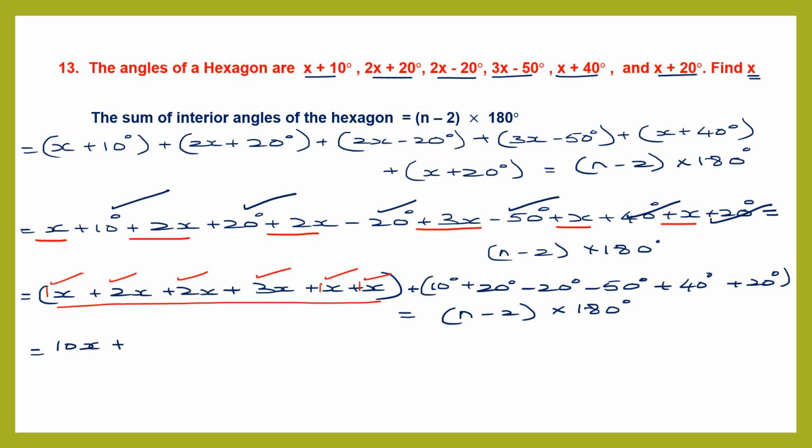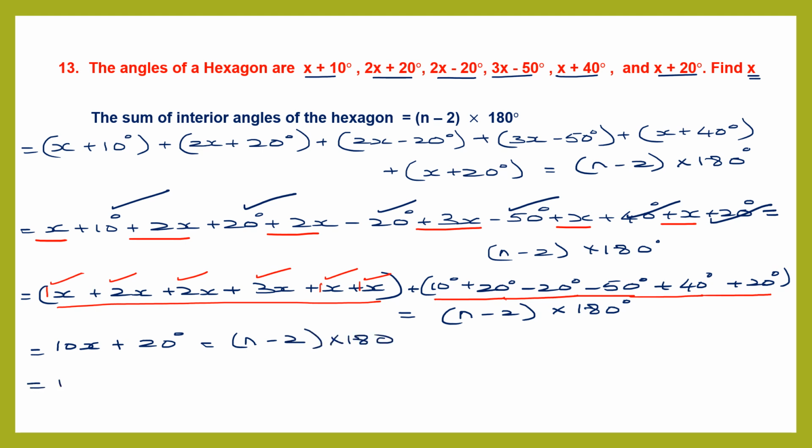Now let's go to the numbers. 10 plus 20 is 30. 30 minus 20 is 10. 10 minus 50 is minus 40. Minus 40 plus 40 is 0. 0 plus 20 is 20. Plus 20 degrees is equal to n minus 2 into 180.